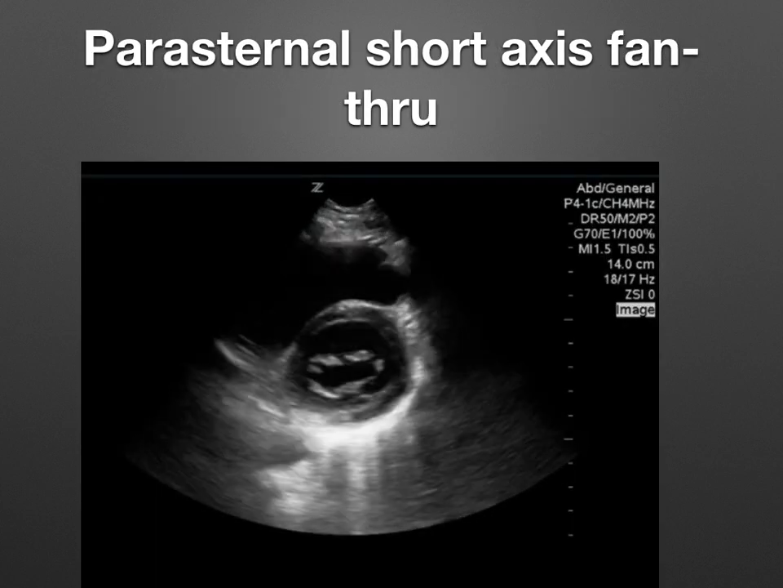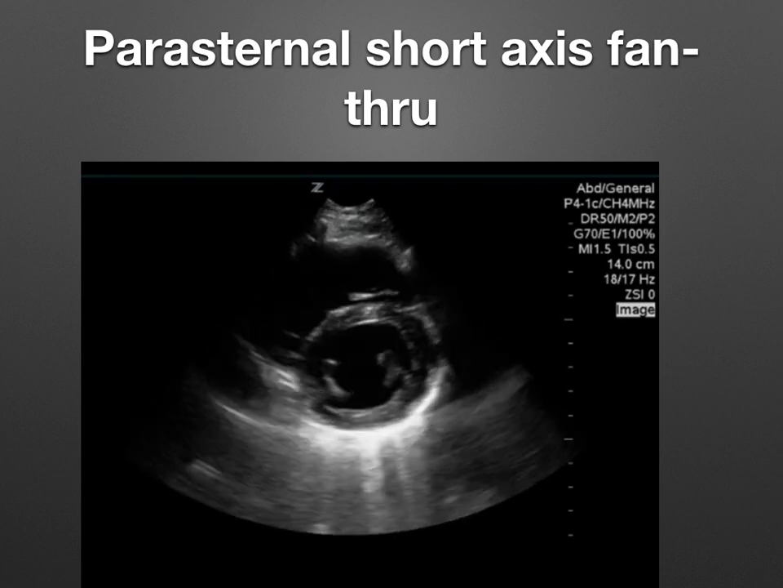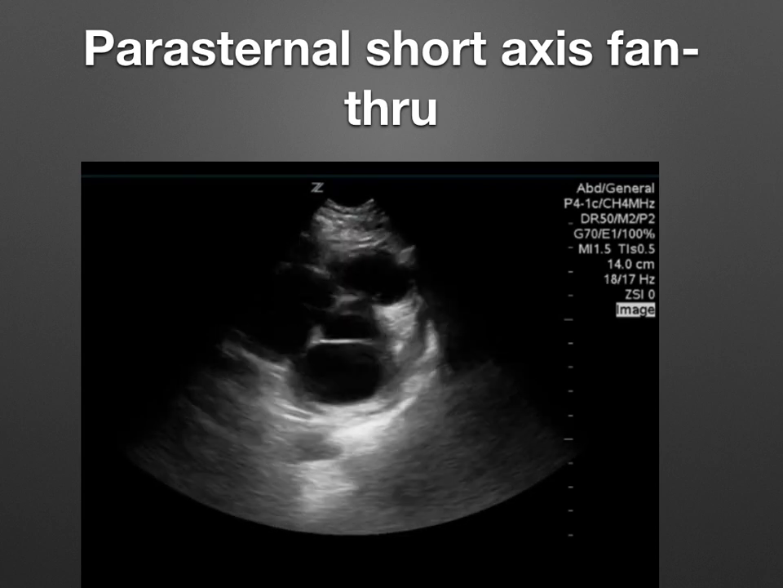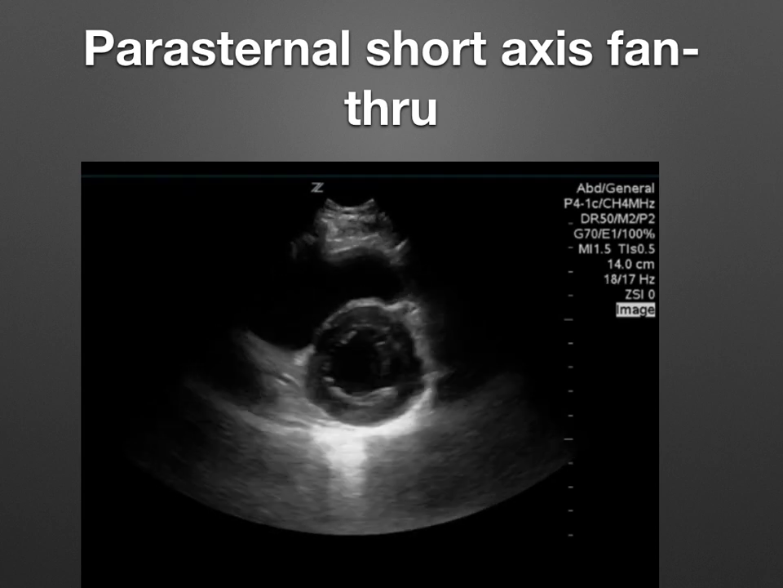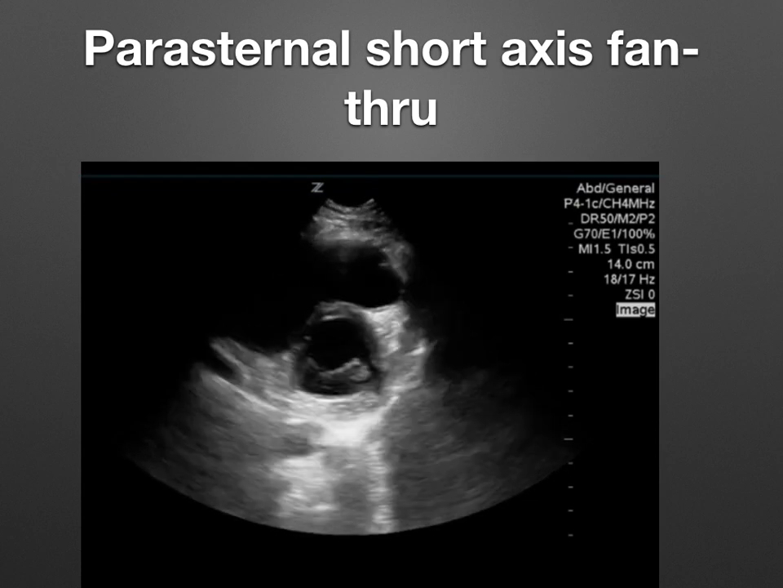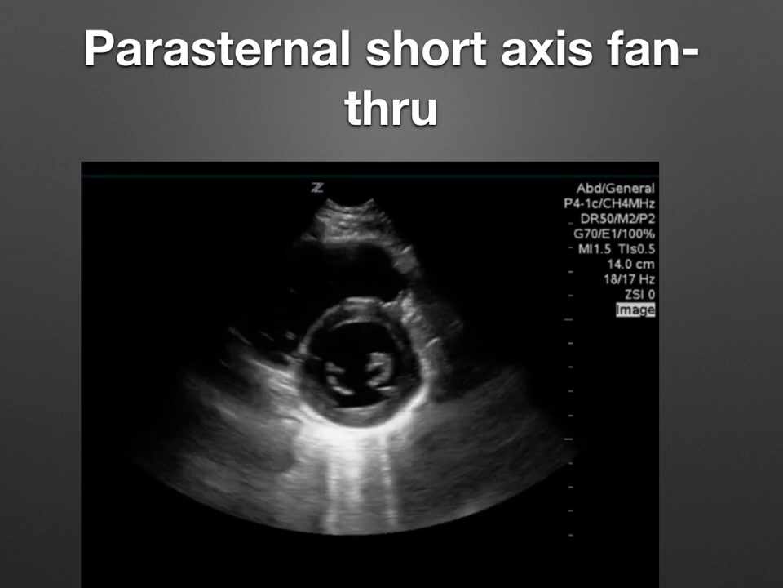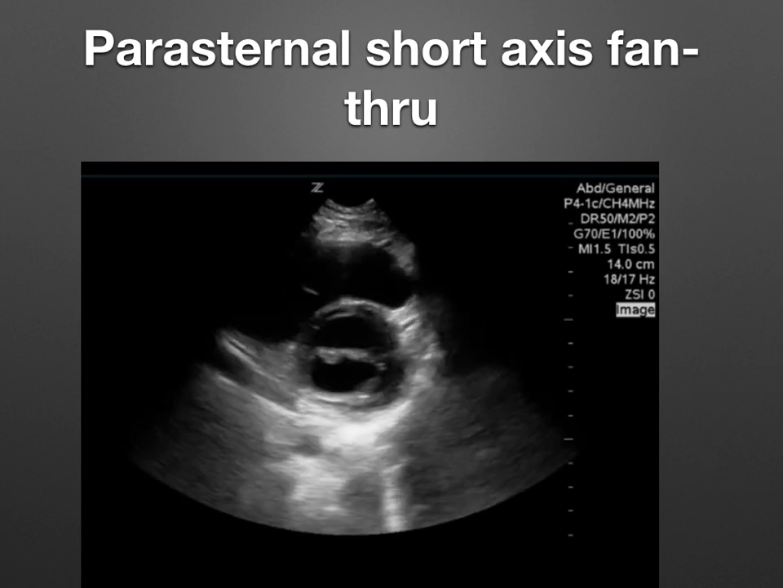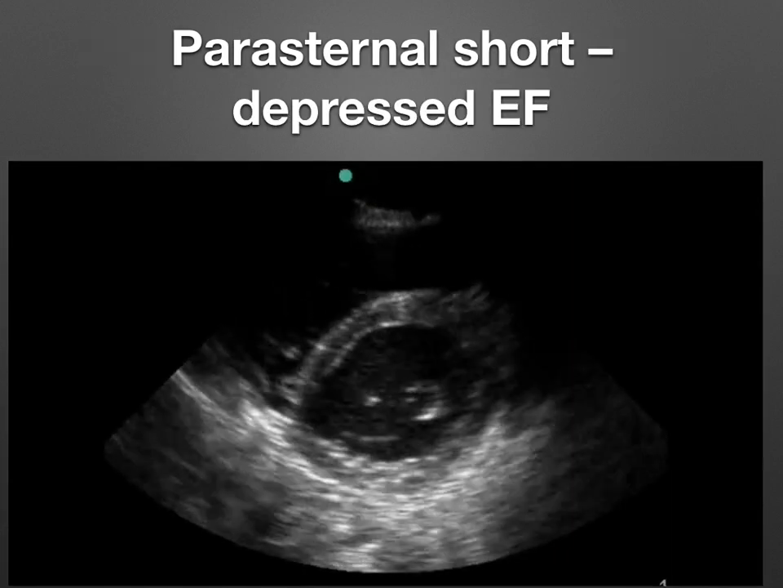Here's what it looks like real time as you fan through from caudal to cephalad, and we can watch this for a moment and see the papillary muscles, the fish mouth mitral valve, and as we come up we start to see the aortic valve. Here's the same view but with a depressed ejection fraction, and you can just see that the squeeze is pretty poor here, and this is at the level of the fish mouth mitral valve.